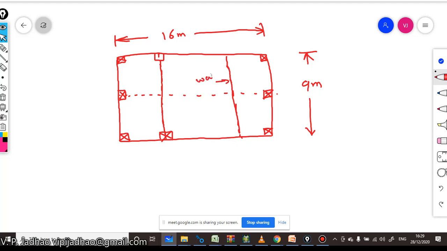Okay, we are required to provide some wall here, and let us consider this particular distance is 6 meter, or 5.5 meter. Okay, again we have 5.5 meter here. So if we have some wall here, we'll be again providing some columns here like this. Again, this particular span is 9 meter.